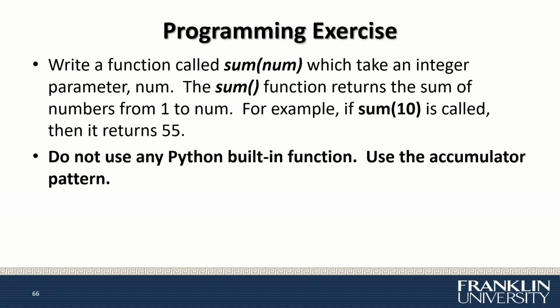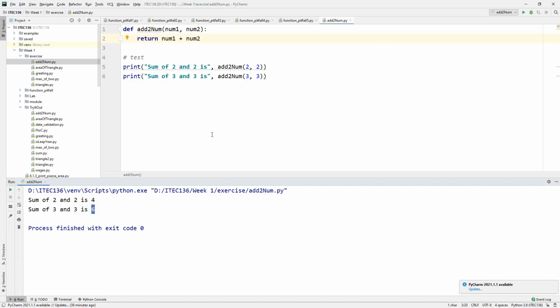Write a function called sum. Let's do an exercise which takes an integer parameter num. The sum function returns the sum of the numbers from 1 to num. For example, if sum(10) is called, then it returns 55. Now, I don't want you to use any Python built-in function. Use the accumulator. If you have not seen the accumulator before, we will talk about how to do the accumulator.